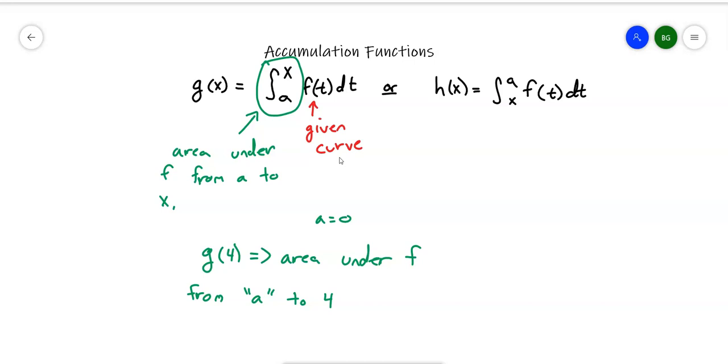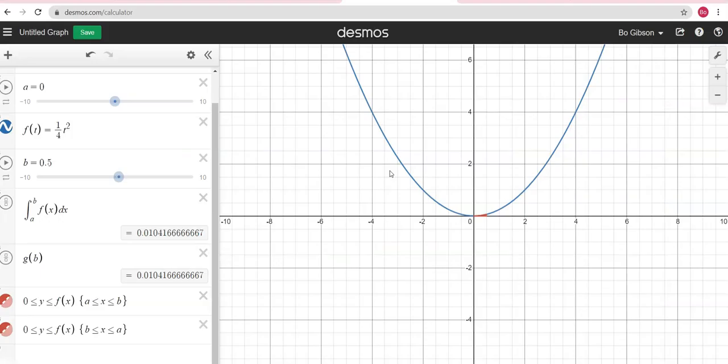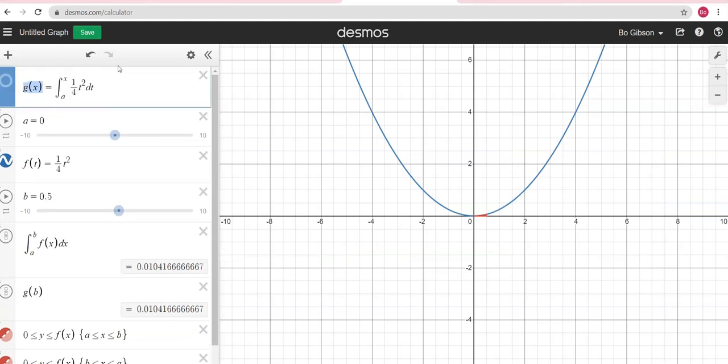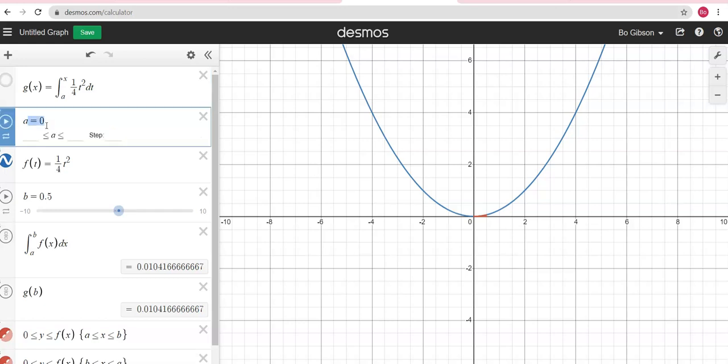To me, this is a very visual way to define a function, and so let's go over to Desmos and see what's going on here. So if you look at my equation list here, g is our accumulation function. I don't have g graphed. This is not the graph of g. This is the graph of 1/4 t squared. So you can see here in blue, f of t, 1/4 t squared. I'm graphing the function that we're finding the area under. For right now, I'm setting a to be 0.